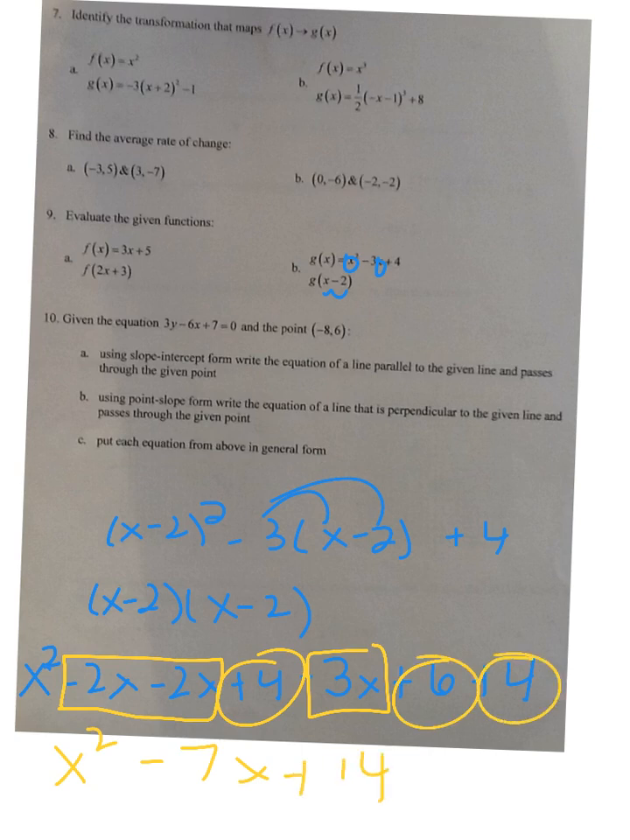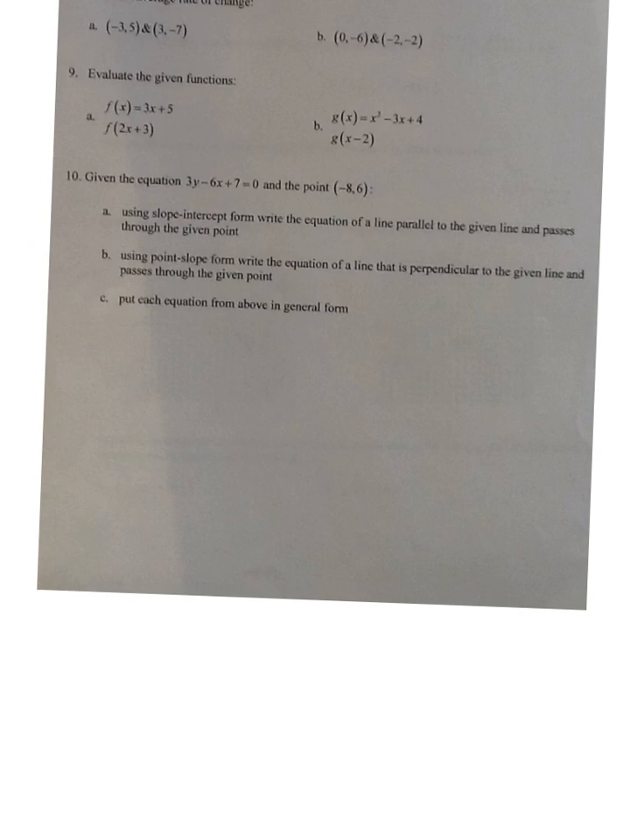All right, so let's take a look at number 10. Number 10 says, given the equation and a point, you want to use slope-intercept to write the equation of a line parallel. So remember, parallel lines have equal slope and pass through the point. Use point slope. Remember, this one's y equals mx plus b. This one's the other formula, to write the equation of a line perpendicular. Remember, perpendicular lines have negative reciprocal slopes. And then put them in general form. General form is to get it to equal 0.